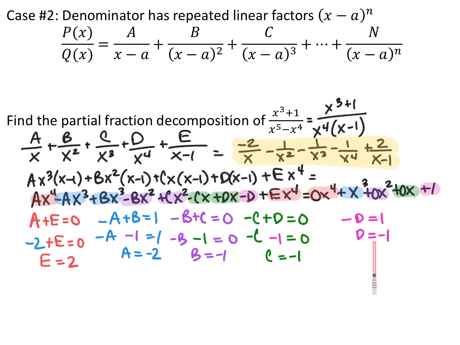I got d is equal to negative 1, which I plugged into the negative c plus d is equal to 0 and got c to be negative 1, which I plugged into the negative b plus c is equal to 0 and got b to be negative 1, which I plugged into the negative a plus b is equal to 1 and got a to be negative 2, which I plugged into the a plus e is equal to 0 and got e to be 2. So then my partial fraction decomposition is negative 2 over x minus 1 over x squared minus 1 over x cubed minus 1 over x to the 4th plus 2 over x minus 1.